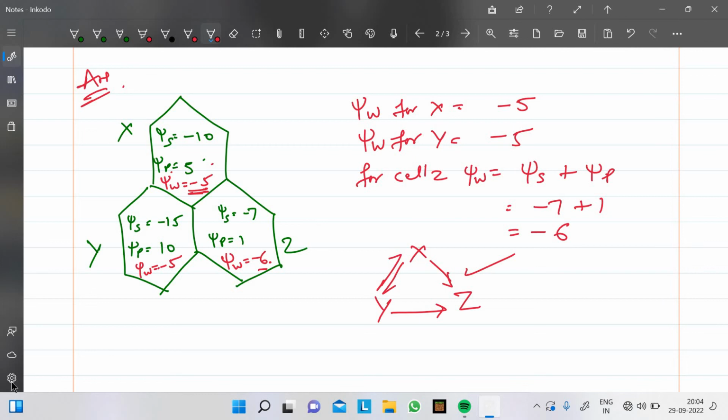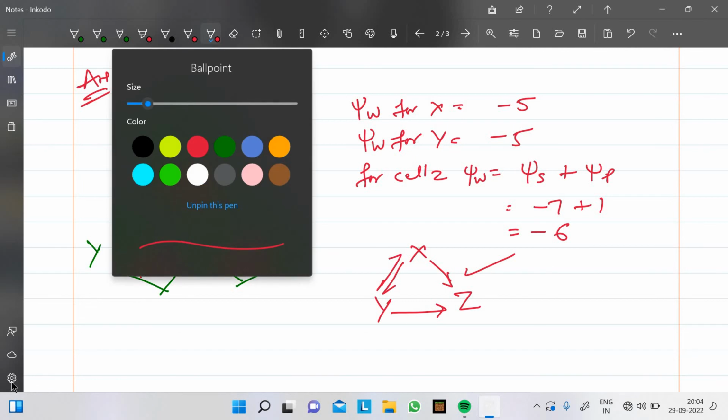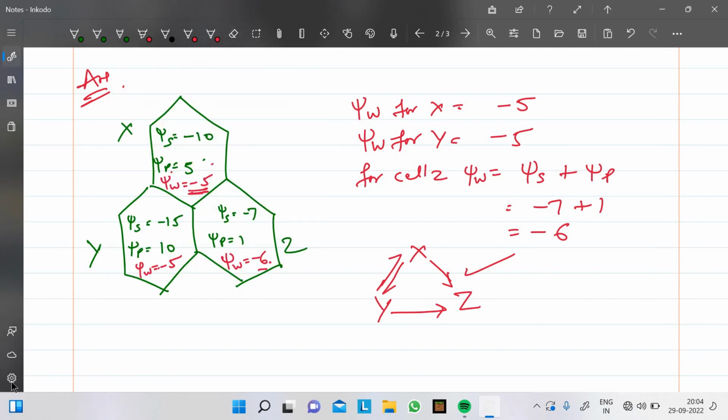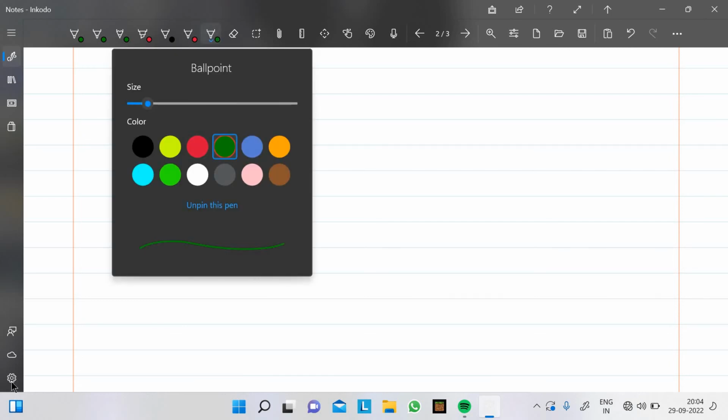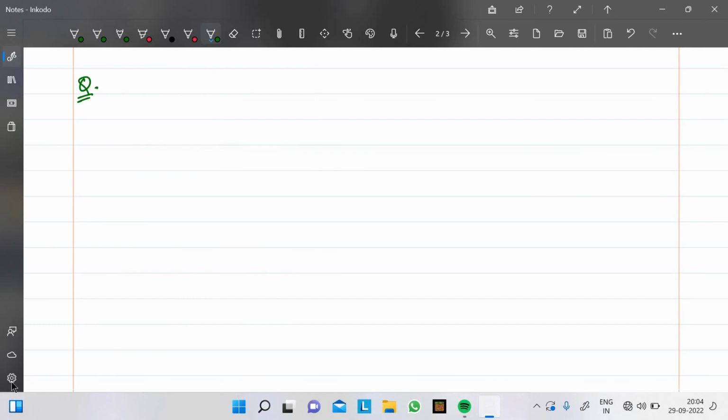So in this way we can calculate the direction of flow of water in any type of figure given. One last figure is also I am discussing here. It is again important. One last question. Again, I am just drawing the figure, and we have to find out the direction of flow of water. Okay. There are 4 cells.